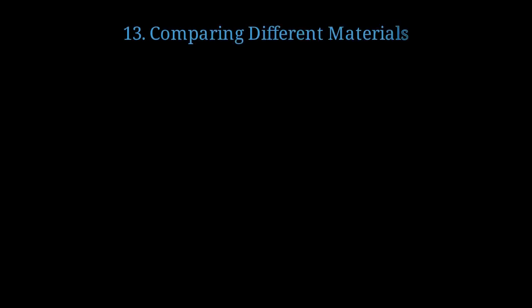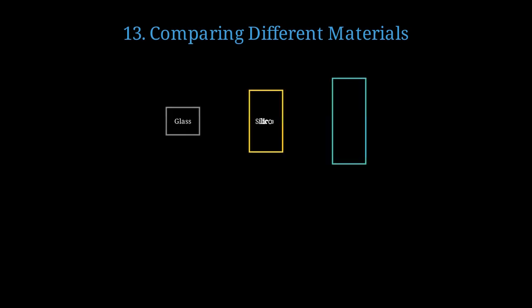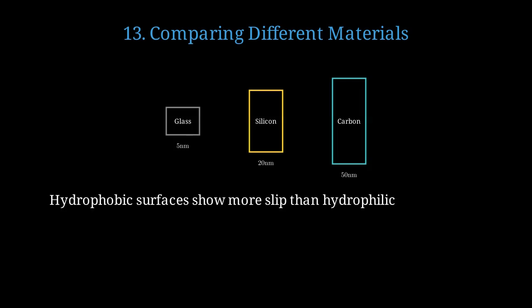Slip length varies dramatically depending on the surface material and fluid combination. This chart compares typical slip lengths for water on different materials. Glass shows about 5 nanometers, silicon about 20, and carbon nanotubes up to 50 or more. The general rule is that hydrophobic, water-repelling surfaces show much more slip than hydrophilic, water-loving surfaces.